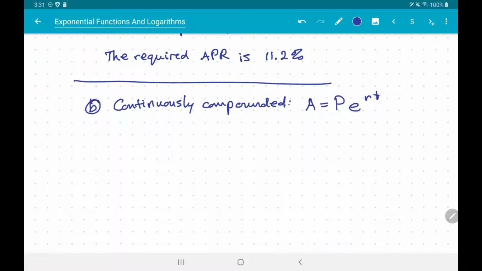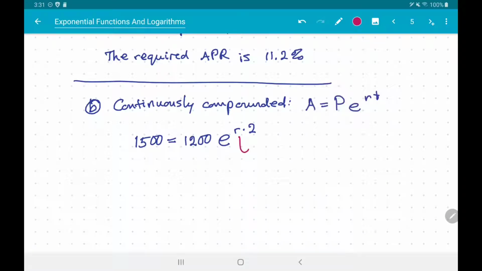Now, a lot of these things we will fill in exactly the same way. The A is 1500, the principal is 1200, the R is what we have to solve for, and then this time T is 2. We don't need an N because this is continuously compounded instead of periodically compounded, so we don't need to specify compounding periods per year.